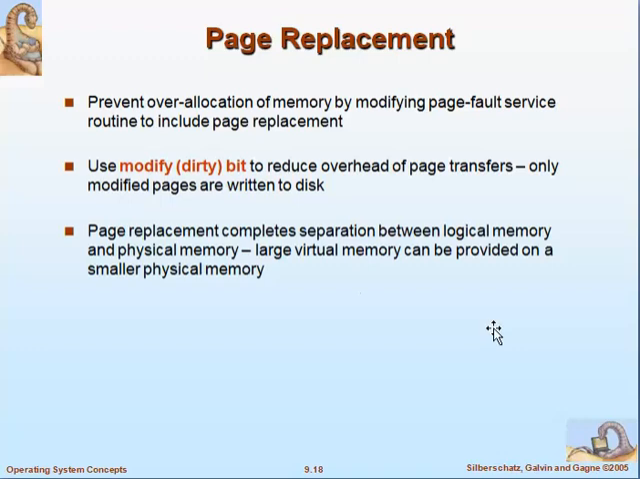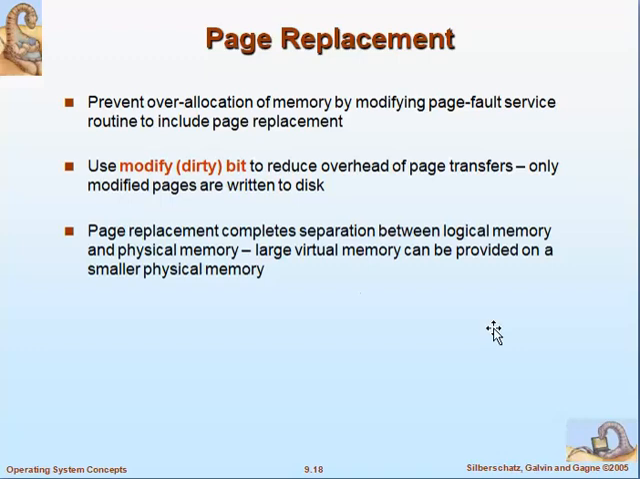Page replacement. What is page replacement? In the earlier discussion, we looked into what a page fault is. A page fault occurs whenever a process has an instruction that refers to a page and that particular page is not in memory. When a page fault occurs, what happens?